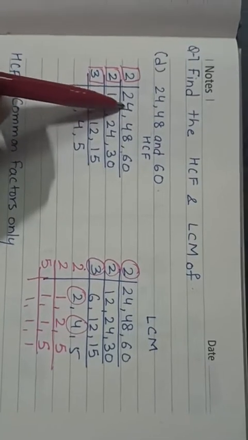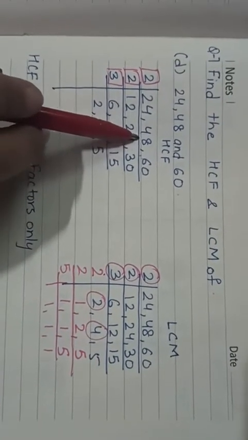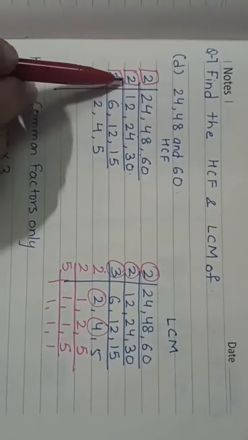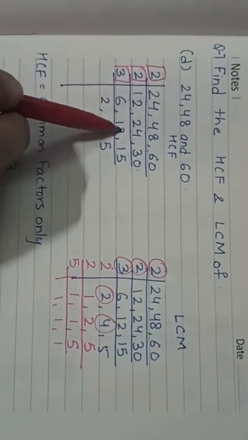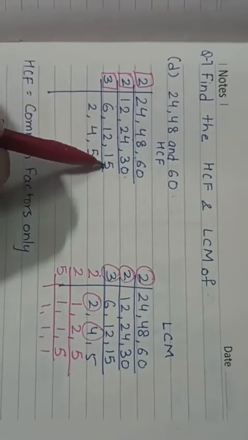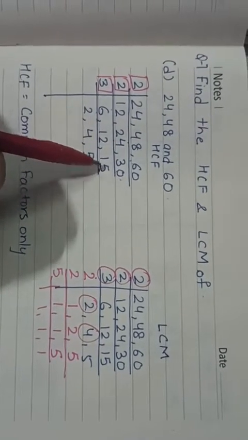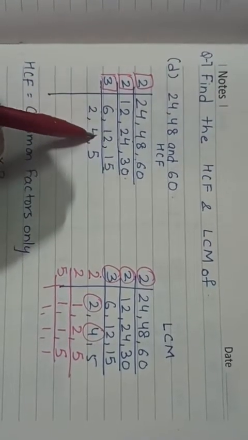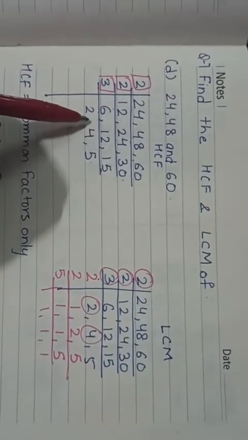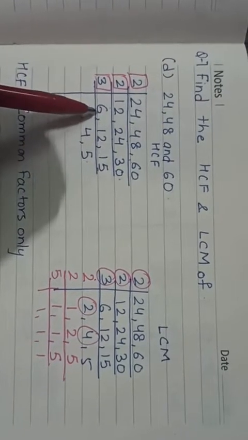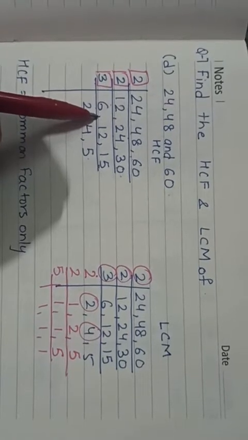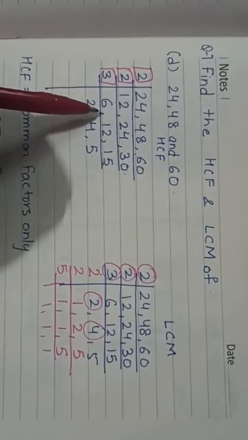2 12s are 24, 2 24s are 48, 2 30s are 60. Again all are divisible by 2. 2 6s are 12, 2 12s are 24, 2 15s are 30. Now again 6, 12 and 15 are there. All are divisible by 3. 3 2s are 6, 3 4s are 12, 3 5s are 15. What you have to remember in finding the HCF, that all the given numbers should be divisible by the same number.